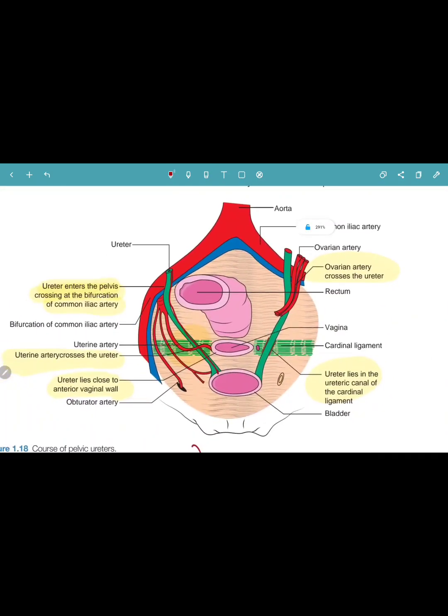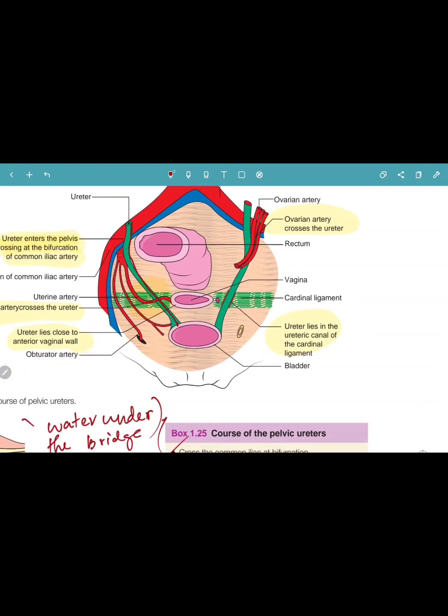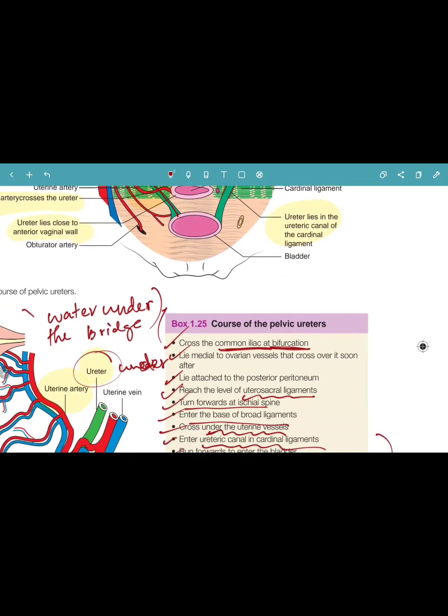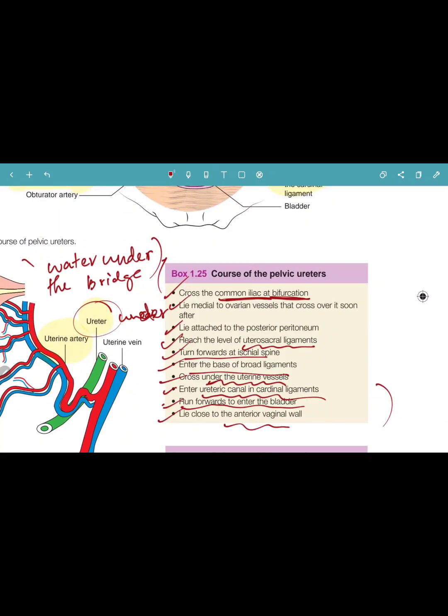So the ovarian artery crosses the ureter, and the ureter enters the pelvis crossing at the bifurcation of the common iliac artery. The uterine artery crosses the ureter, that is, the ureter is under the uterine artery. The ureter lies close to the anterior vaginal wall, and it lies in the ureteric canal of the cardinal ligament. So again I am revising the course.